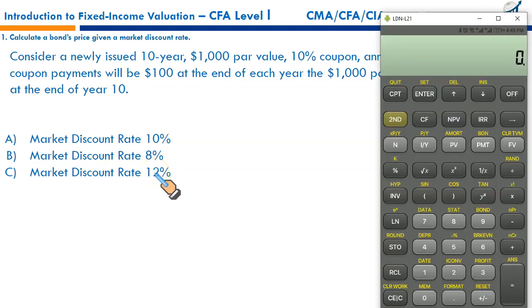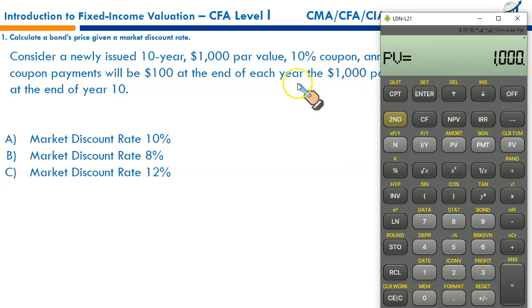Alright, so for part A we have 10 periods. Relevant discount rate is 10%. Then we have regular payment of coupon 100, since it's a payment, negative. And the future value, the redemption value of the bond, is 1,000, and this will be given negative as well. Now if you press CPT PV, it's exactly $1,000.